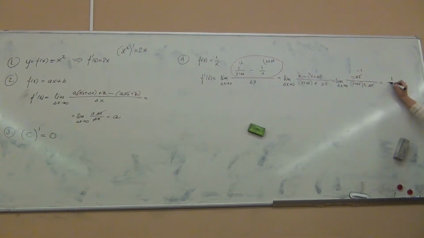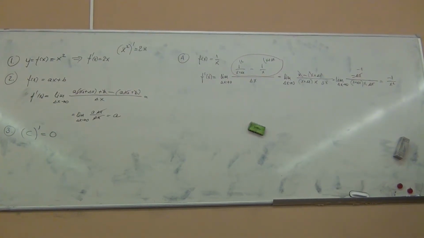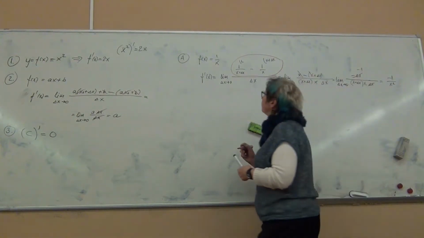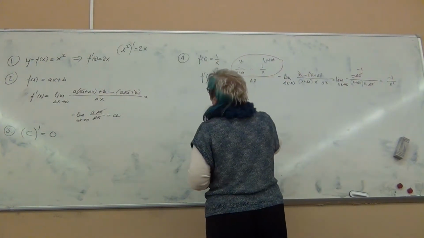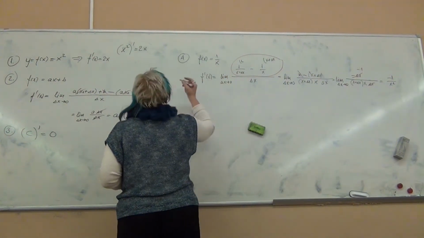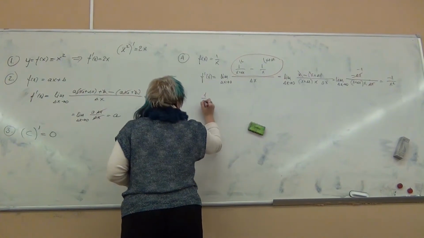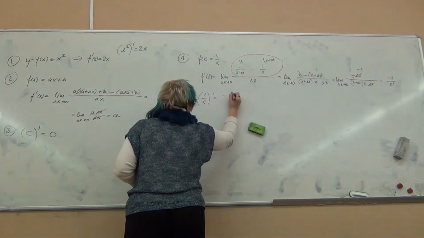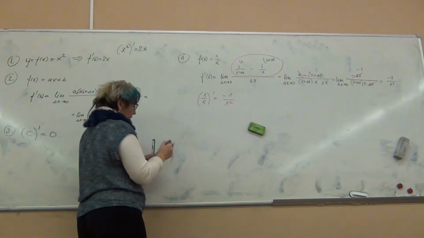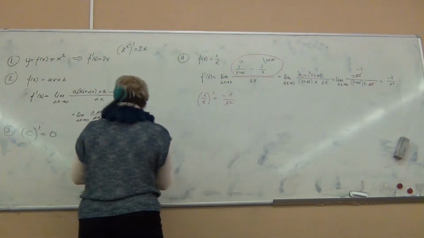Yeah, okay. I'm glad that you agree, because it's important that you do understand what's going on. So we see that the derivative of the function 1 over x, of the reciprocal function, is minus 1 over x squared. So that's another formula. We can write that the derivative of 1 over x is minus 1 over x squared. Another formula.